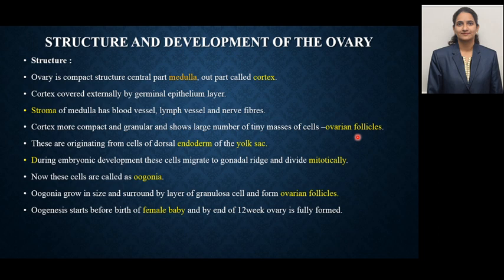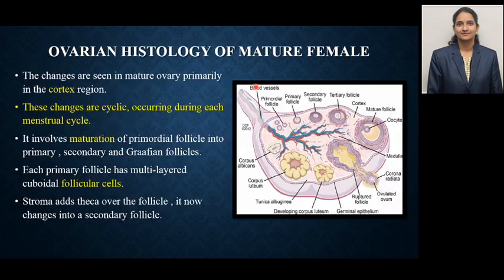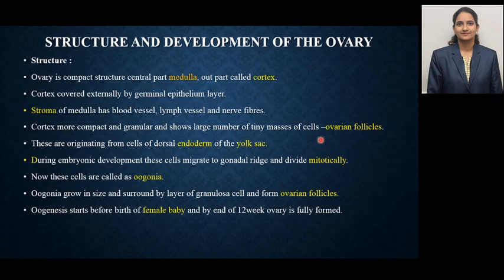Structure and development of the ovary. The ovary is a compact structure and the central part is called the medulla while the outer part is called the cortex. See, this region is called the cortex and the central part is called the medulla. The cortex is covered externally by germinal epithelial cells, and the stroma of the medulla has blood vessels, lymph vessels and nerve fibers.